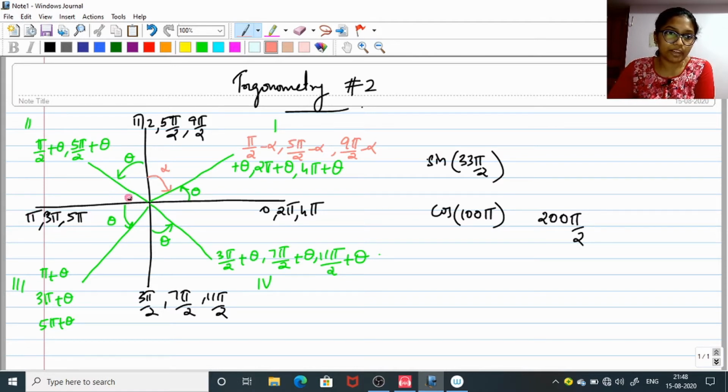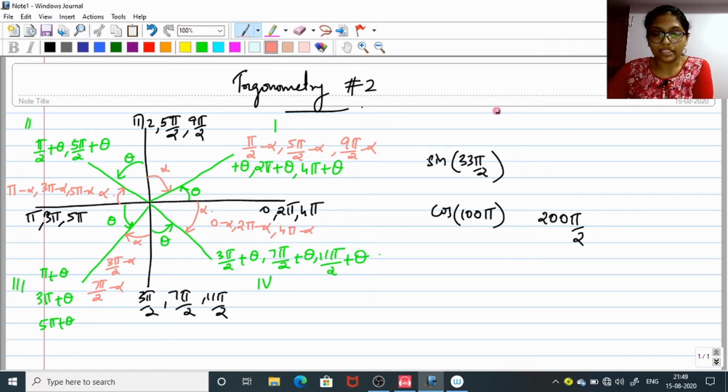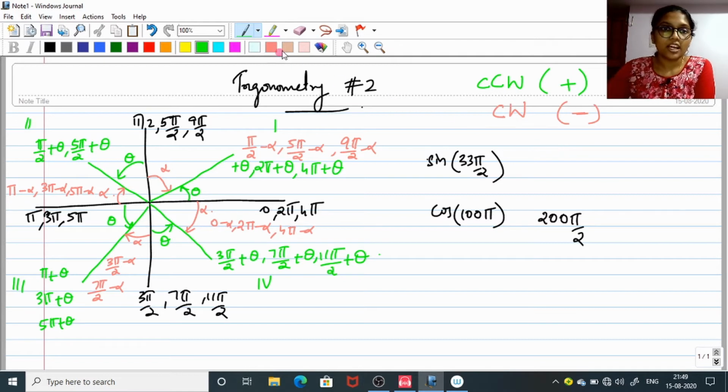With respect to pi, 3 pi and 5 pi, we can have this arm. If this is alpha, then take it from pi. We are measuring in a clockwise direction, isn't it? So it is pi minus alpha, or 3 pi minus alpha, 5 pi minus alpha, etc. And with respect to 3 pi by 2, we have 3 pi by 2 minus alpha, 7 pi by 2 minus alpha, etc. And this is your clockwise direction and this is alpha. Then it is like 0 minus alpha, or 2 pi minus alpha, 4 pi minus alpha, etc. So you have to keep in mind that if it is a clockwise direction, put a negative sign there, and if you have a counterclockwise direction, please put a positive sign there. Okay. So that's it.